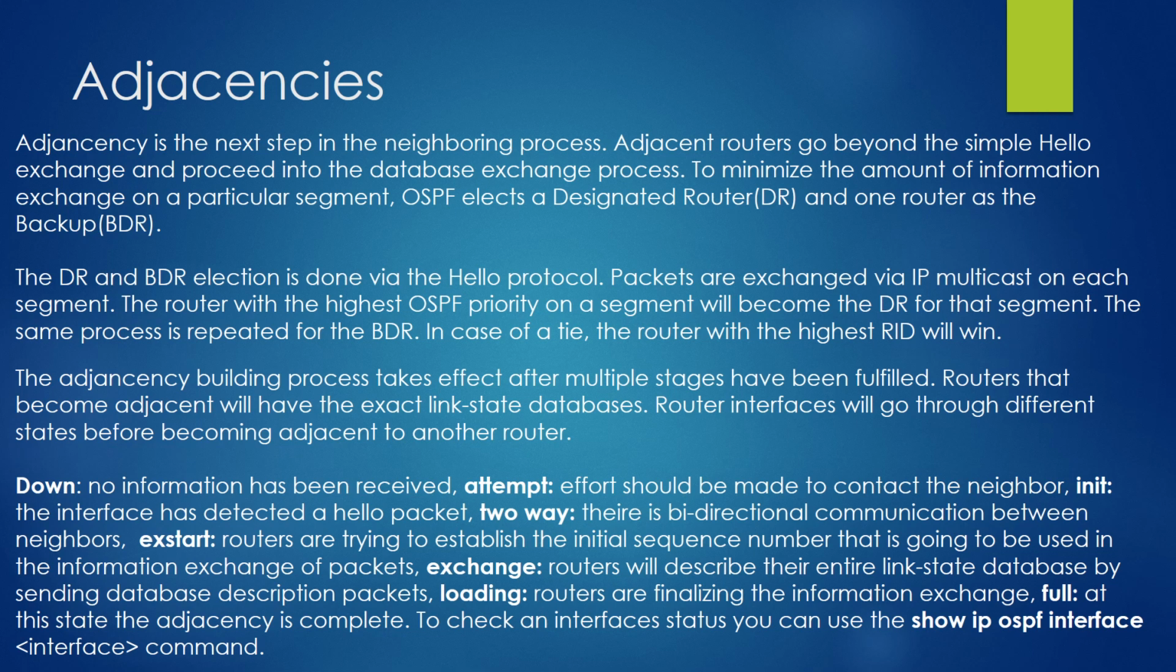The adjacency building process takes effect after multiple stages have been fulfilled. Routers that become adjacent will have the exact same link state databases. Router interfaces will go through different states before becoming adjacent to another router. Those are listed below. Down. No information has been received. Attempt. Every effort should be made to contact the neighbor. Init. The interface has detected a hello packet. Two-way. There is bidirectional communication between neighbors.